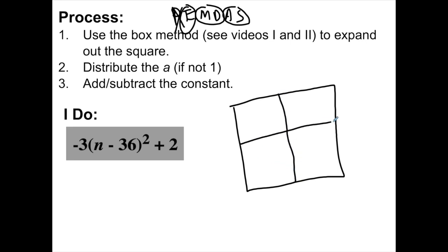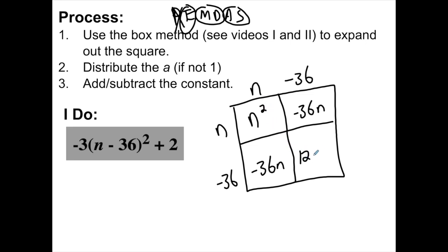And that means we need to first do n minus 36 and n minus 36. So that's n squared minus 36n minus 36n. And then I recommend you turn to a calculator. It can be your phone, it can be Desmos, it can be Google, whatever you want, but you need a calculator. This is 1296. Okay?